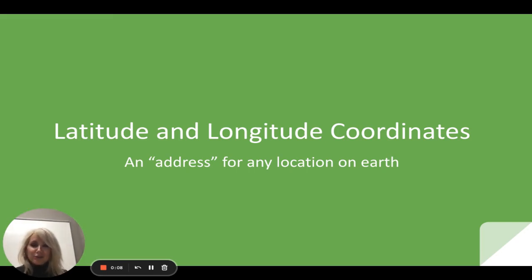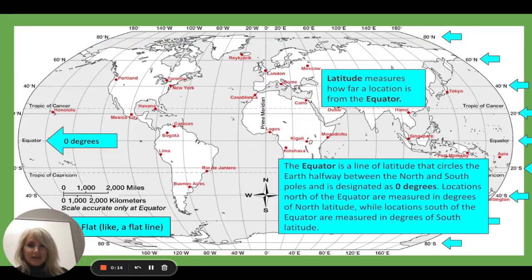So I think of latitude and longitude coordinates as basically an address for any location on Earth. And first slide here, we'll talk about latitude. Latitude measures how far a location is from the equator.